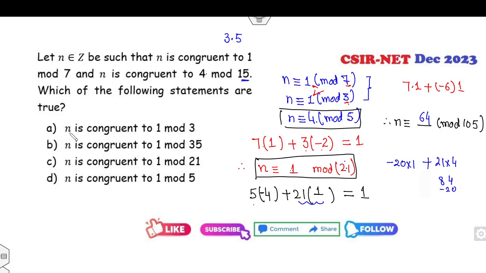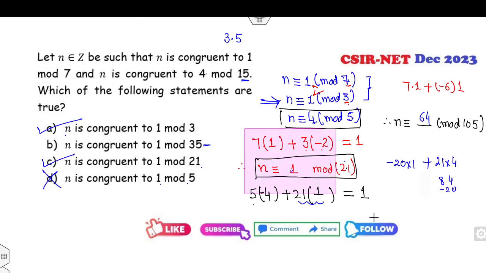Now you can look at the options. N is congruent to 1 modulo 3. Satisfied. N is congruent to 1 modulo 35. How can you make the 35? 7 and 5. We will see. 21 is 1 modulo 21. Satisfied. 1 modulo 5 is 4 modulo 5.